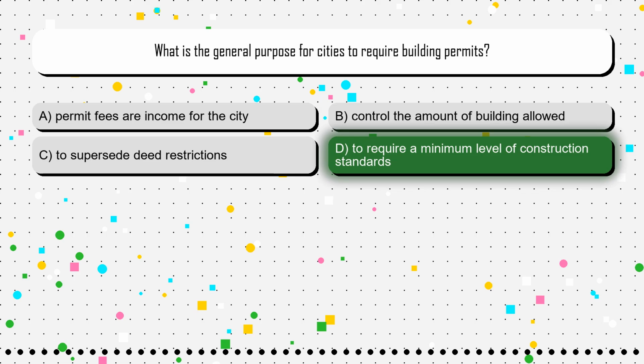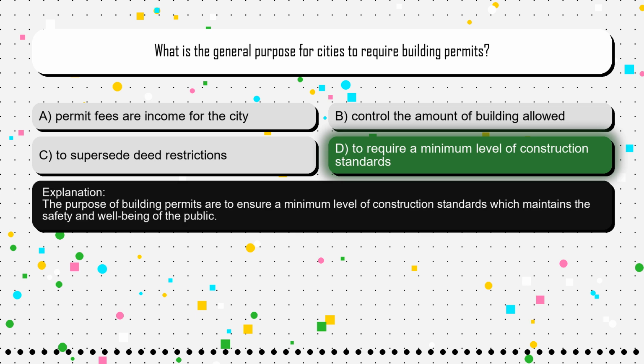The correct answer is option D, to require a minimum level of construction standards. The purpose of building permits is to ensure a minimum level of construction standards, which maintains the safety and well-being of the public.